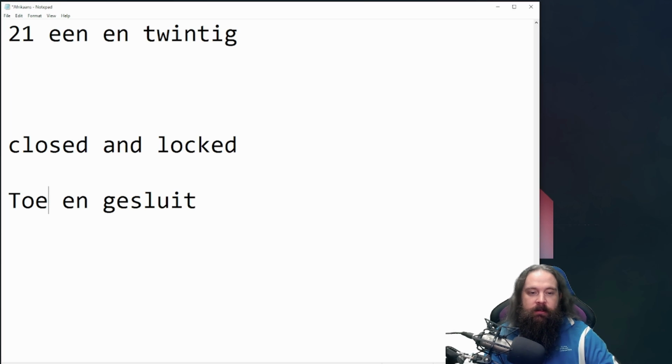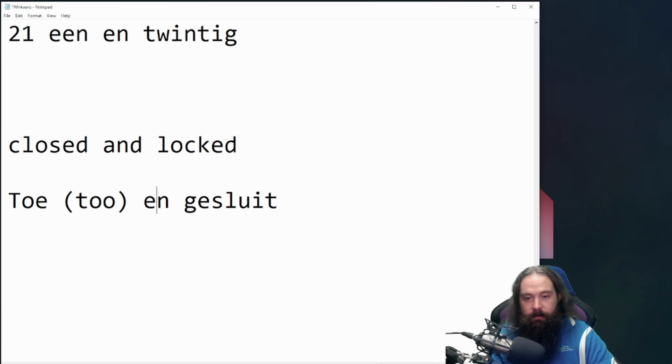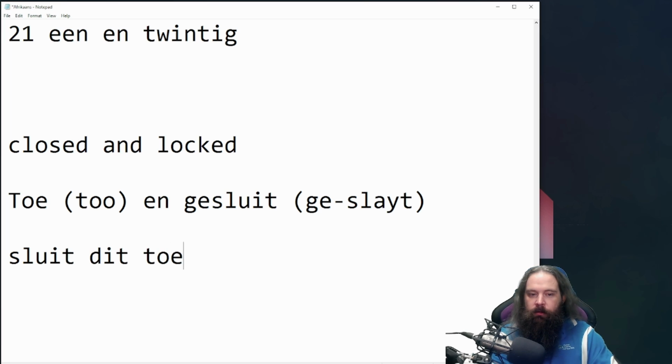So let me just say this. Basically, you say toe, but with a very short u sound. And gesluit is sluit. Gesluit. Right? So closed and locked, toe. In Afrikaans, we've got a saying, and I think this is where the confusion started. We've got a saying that says sluit dit toe, right?